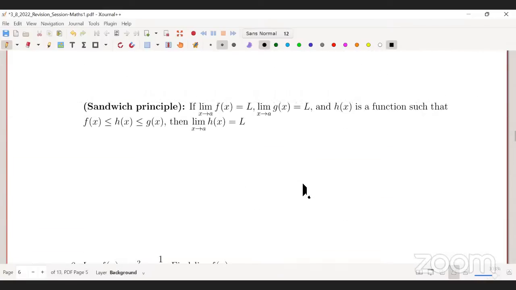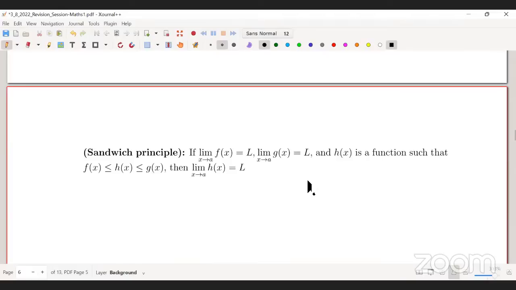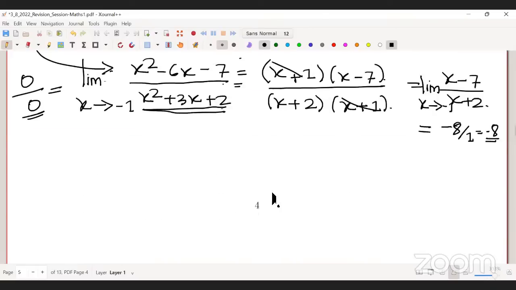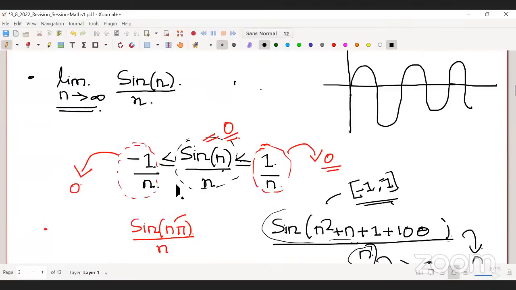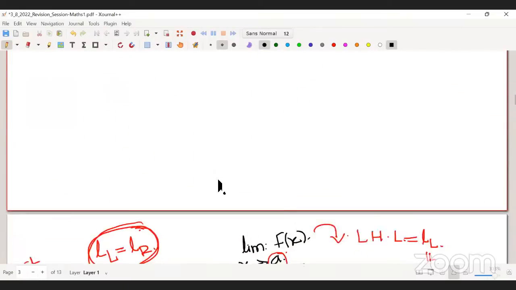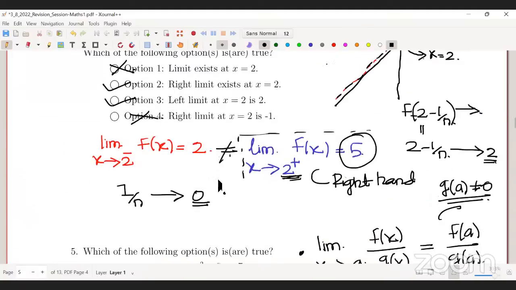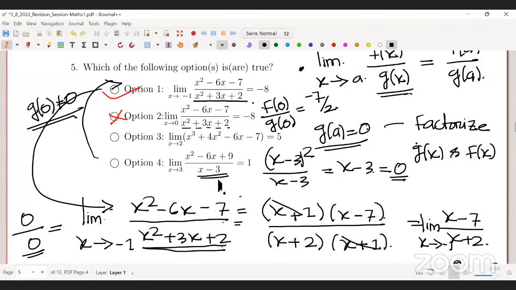Okay, so the next thing is the sandwich principle. How should one apply the sandwich principle? You have already seen one example, for the sequences, of how you apply the sandwich principle. More or less the idea is the same, but you can apply the same idea in multiple places.